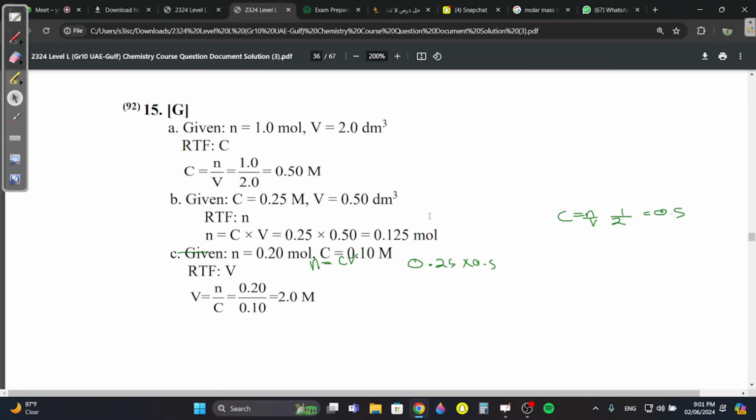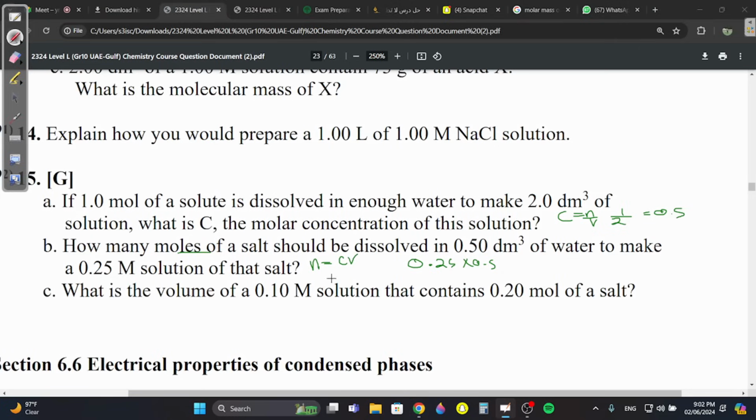Part B, yeah, 0.125. And then part C, what is the volume? Volume is N over C, so it's going to be the mole 0.2 over the concentration 0.1, and you should get 2.